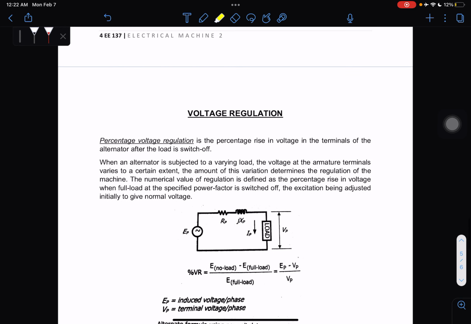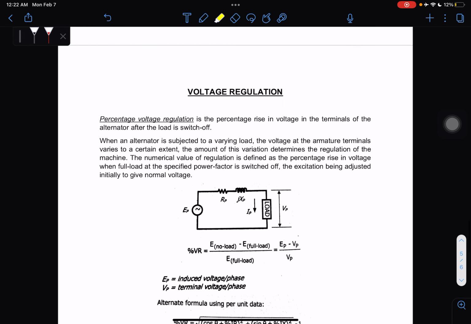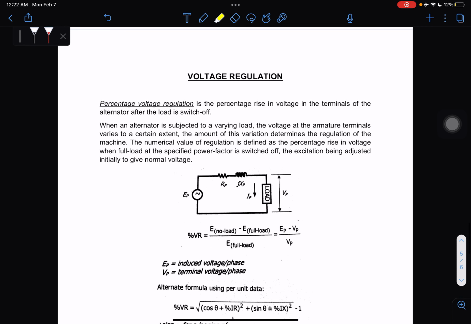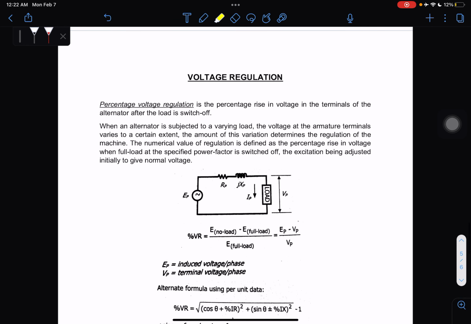For our last topic in module number 2, we have voltage regulation. So what is voltage regulation? Percentage voltage regulation is the percentage rise in voltage at the terminals of the alternator after the load is switched off.